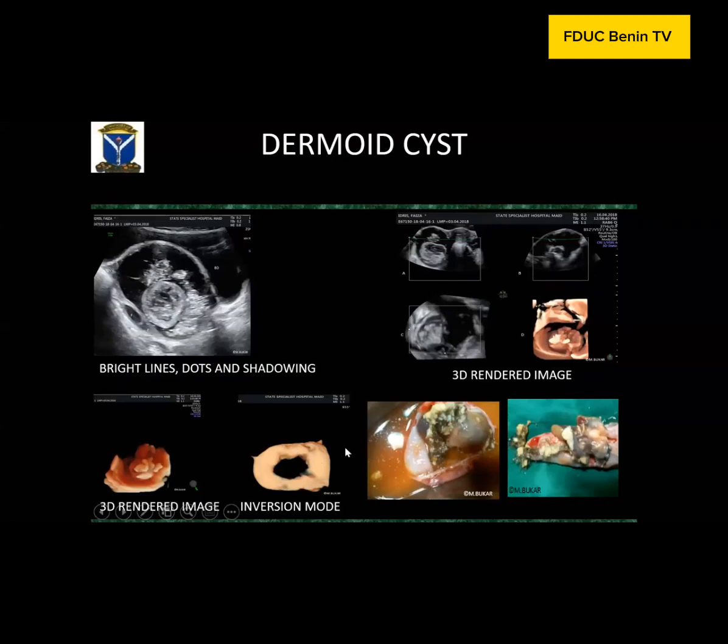But if you look at it critically, you realize, what additional information did we actually get from this 3D that we couldn't get from the 2D? Not much really. So you don't need a 3D or you don't need a Doppler to make a diagnosis of most of the benign adnexal lesions.